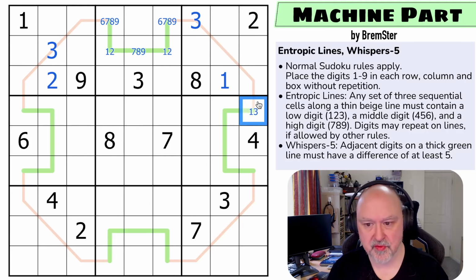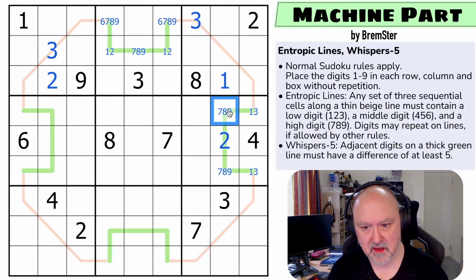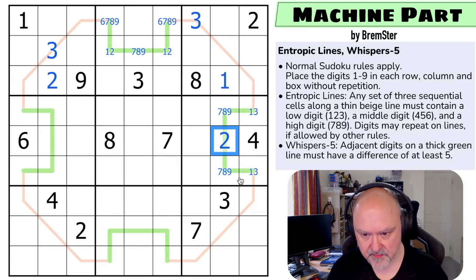So this is a 1 or a 3, and now we can use the high-low along this line. If these are low, these are all low, so this is 1, 2, or 3, and this is 1, 2, or 3 because they can't be 4, can't be 2 here, so that's not the 2, this is the 2, and these are 6, 7, 8, 9 because they have to be high, and they can't be 6 because then both of their partners would need to be the same digit.